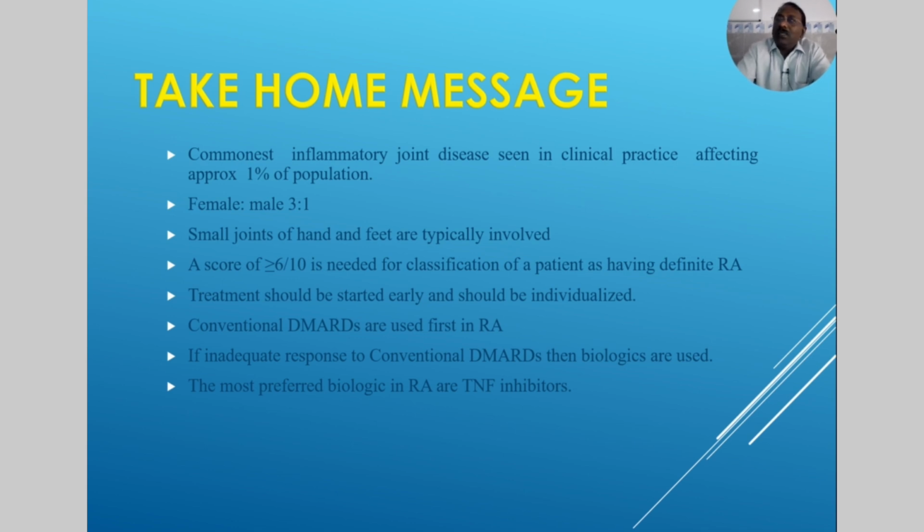Small joints of the hand and feet are typically involved. A score of more than 6/10 is needed for classification of the patient as having definite RA. Treatment should be started much early and should be individualized.